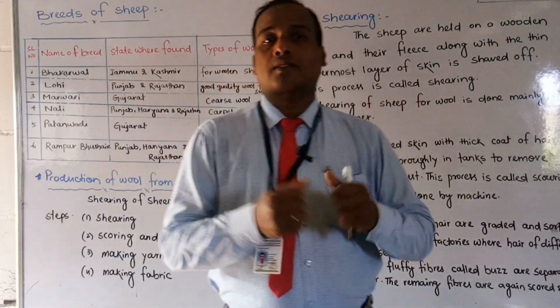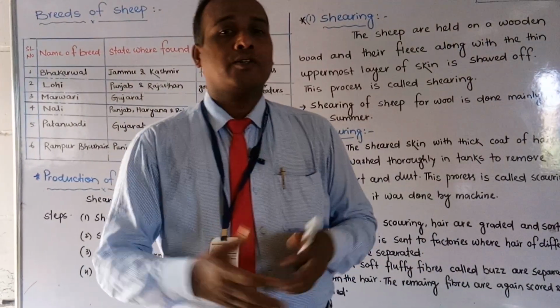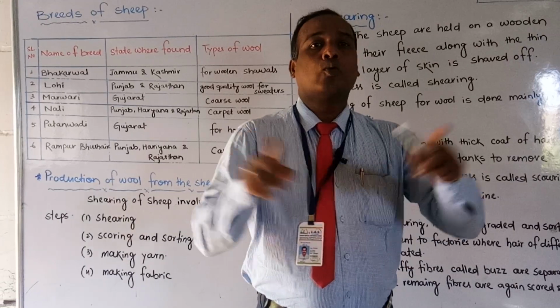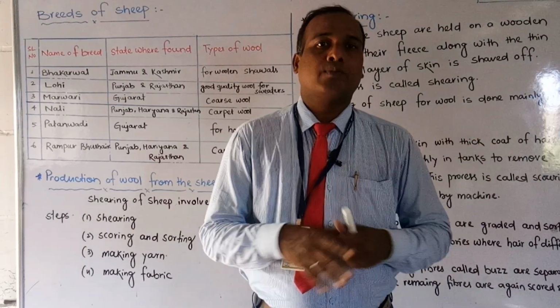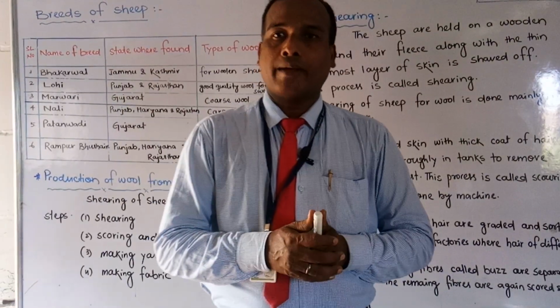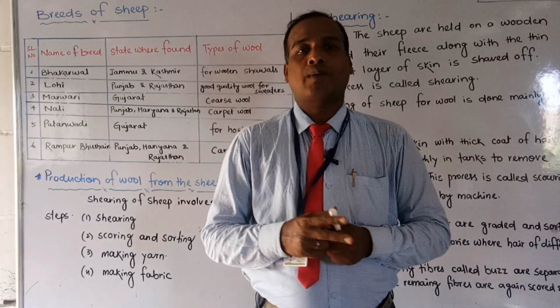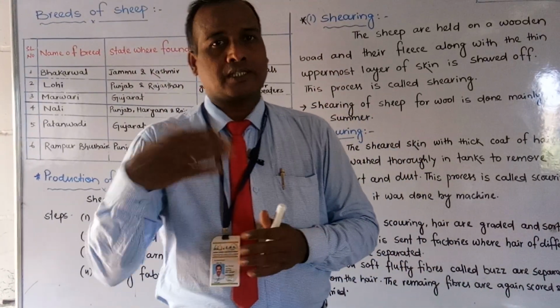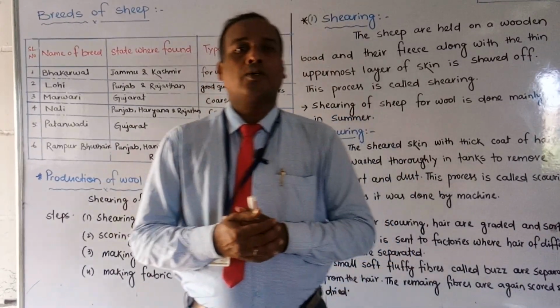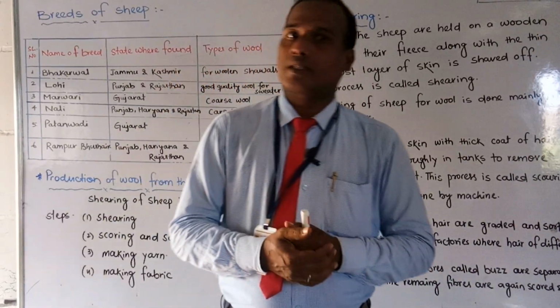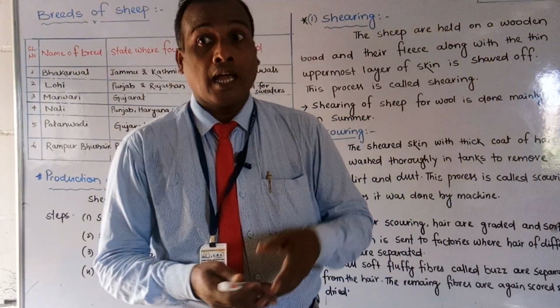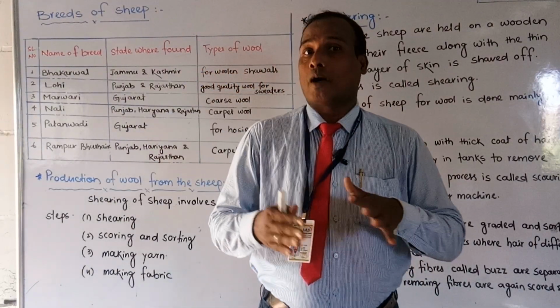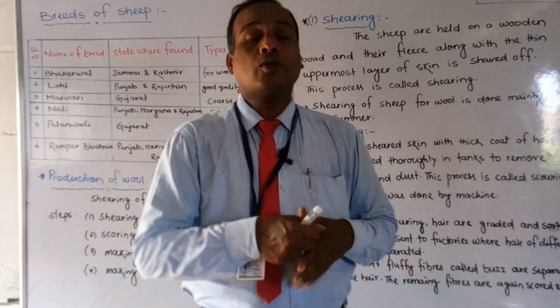First of all, you have to catch the sheep and tie it on a wooden block, like a wooden plate. Then with one pair of scissors, or with shaving machines, you shave it. One machine has now also been discovered that helps in shaving the hair of a sheep. By that, we have to shave the upper layer of the skin.